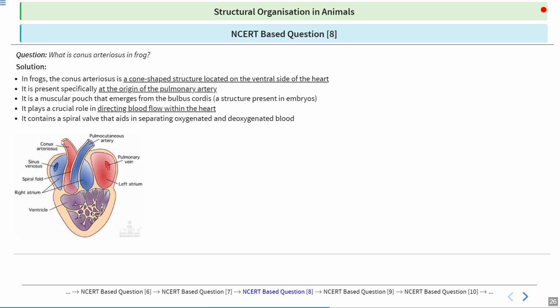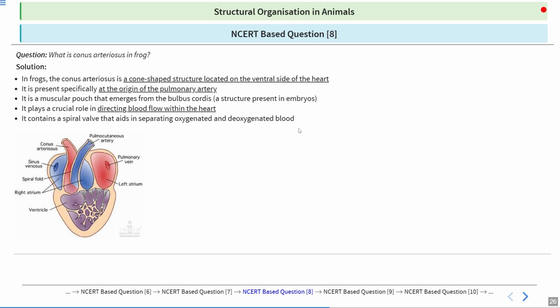Let us see the diagram of this conus arteriosus. You can see this is the conus arteriosus, right? So the pulmonary artery is joining, and this conus arteriosus is there. So once the blood has to pass from the body, it passes through this path, conus arteriosus, and it contains the spiral valve. At this particular point, they have the spiral valve that aids in separating the oxygenated and deoxygenated blood.